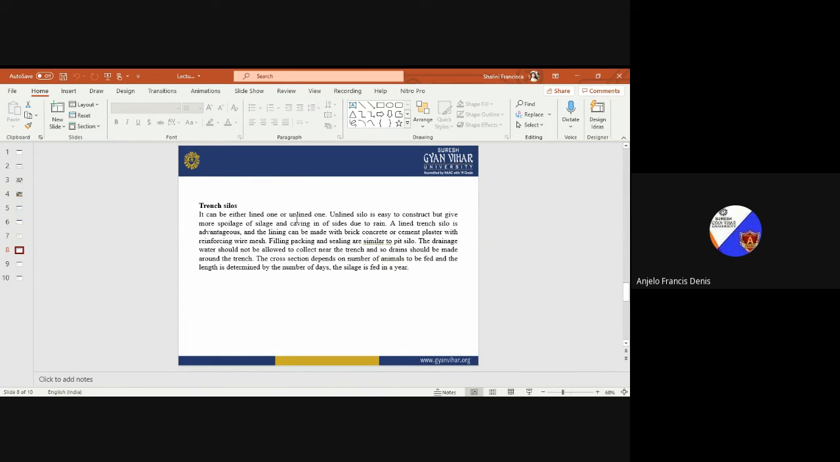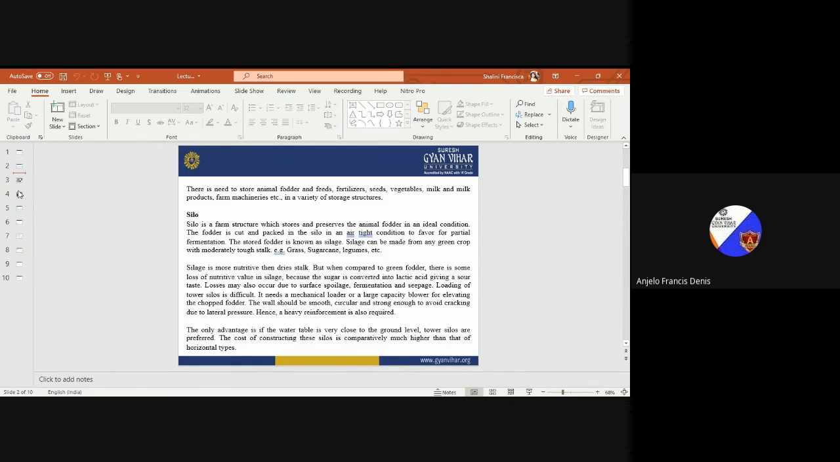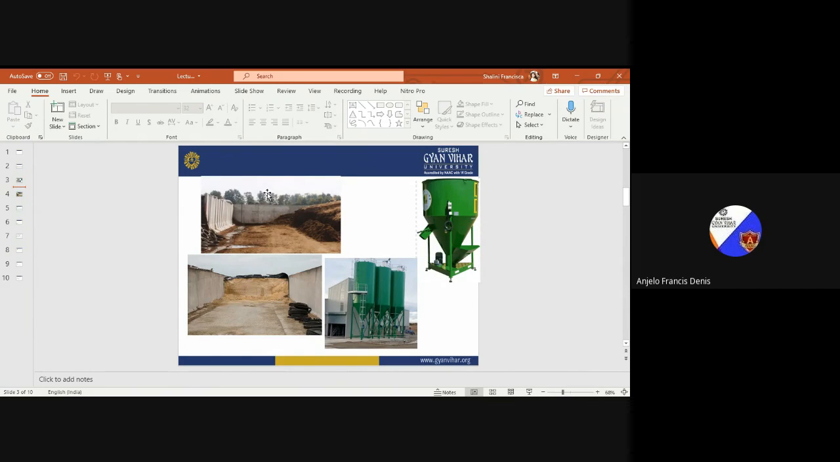So next are trench silos. I have shown in the image how a trench silo looks. A trench silo is this one as well as this one. We make a canal-like structure on the ground surface, and in between we can store the feeding items.